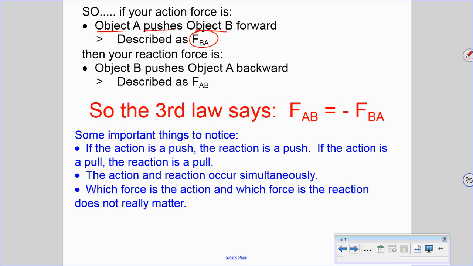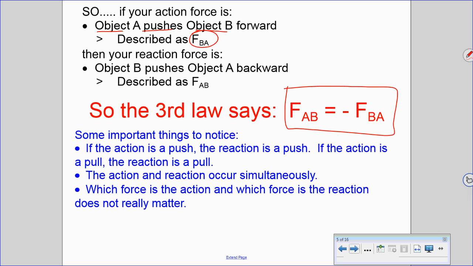Okay. Yeah, so I misspoke. I apologize. So regardless, it's backwards from the way that I always want it to be. So this is object B being pushed by object A. Are we good? Everybody happy? Cool. All right. So in general, the idea is if your action is A pushing B, then your reaction is B pushing A. And so in shorthand, there's the third law. For any two objects, A and B, those forces are always going to be equal and opposite.